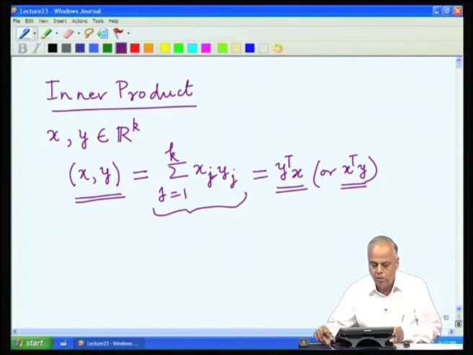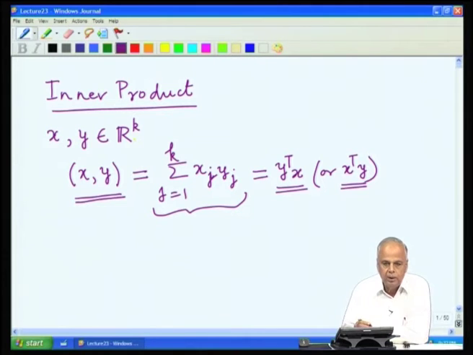Then we found some important properties of the inner product, which was that the inner product was distributive, and the inner product of a vector with itself gave the length squared, and that is 0 only when the vector is 0. And the most important thing that the inner product induces, and which we shall be focusing on, is the notion of orthogonality.